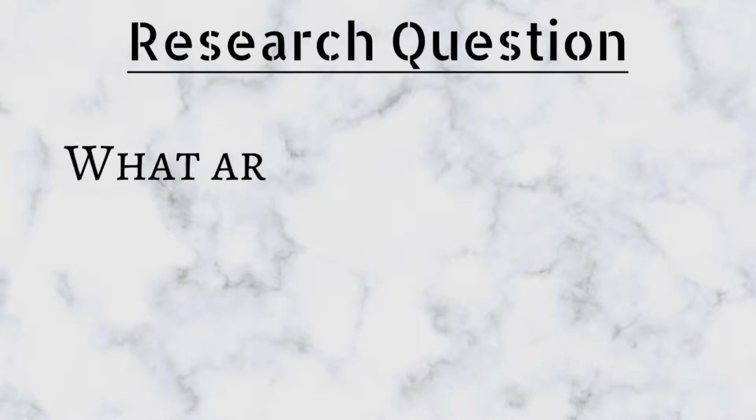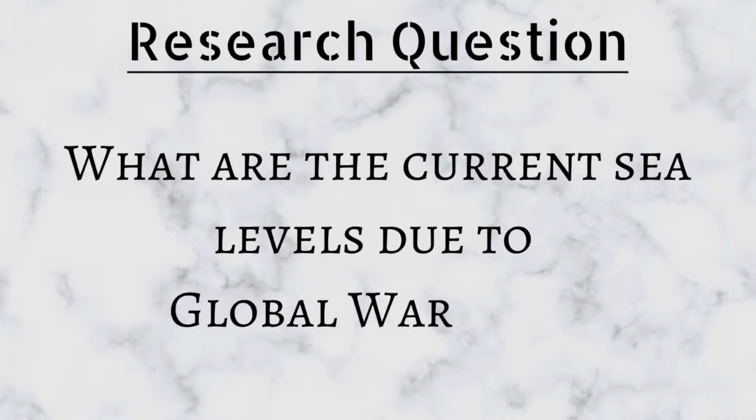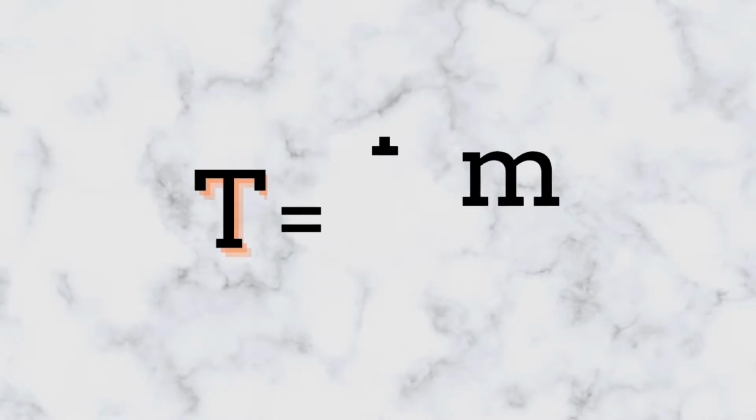You can use TRAP. So let's say you had a research question: What are the current sea levels due to global warming? And you found two sources. One was a website and one was a video. Which of these two sources should I trust? You can use TRAP. T stands for time.